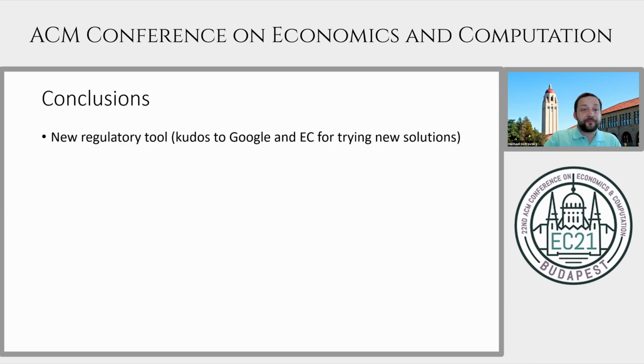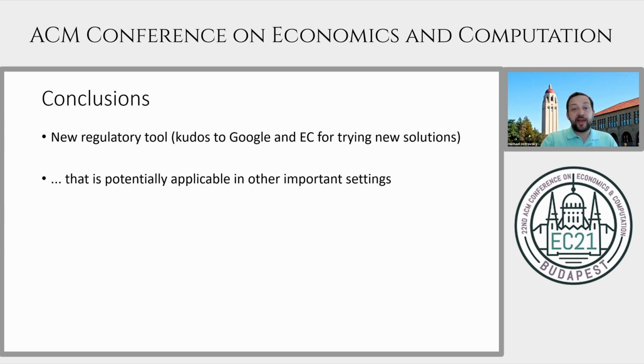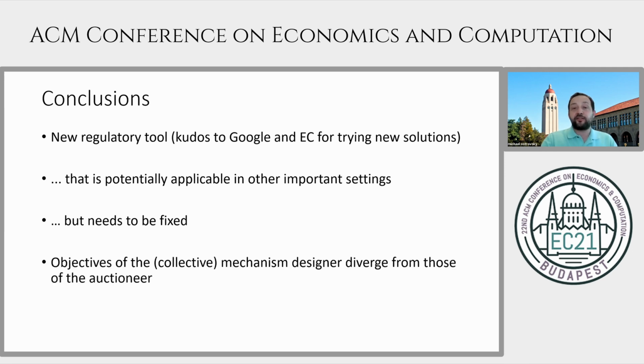So, conclusions: this is a new regulatory tool. So kudos to Google and the European Commission for trying new solutions that are potentially applicable in other important settings, but it needs to be fixed. And it's important to keep in mind that the objectives of the mechanism design are different from those of the auctioneer.